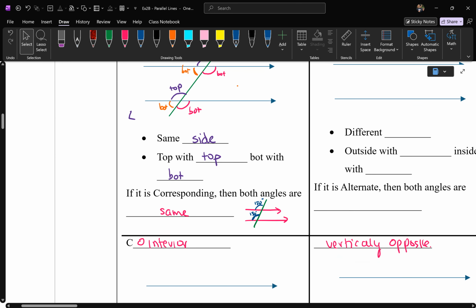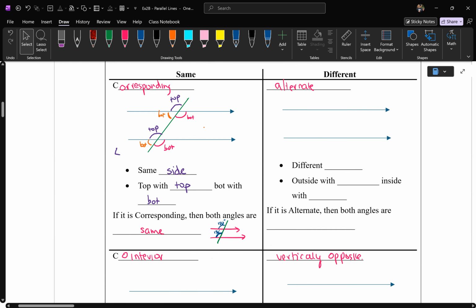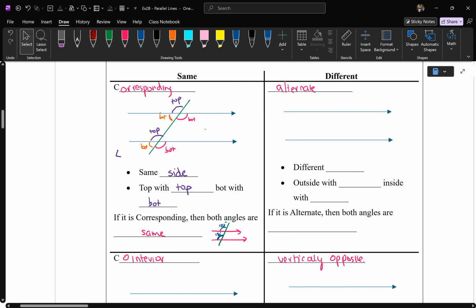All right, let's have a look at co-interior. So corresponding is probably one of the harder ones to pick. But if you understood what I said, same side and top with top or bottom with bottom, that's the easiest way to identify corresponding. Yeah? All right, let's have a look at co-interior now.